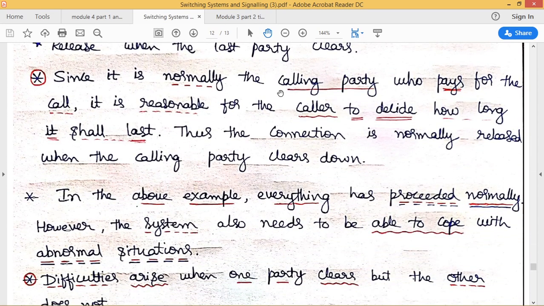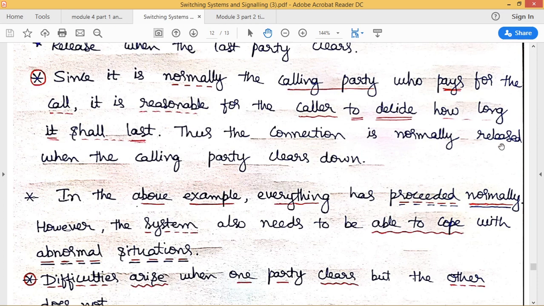Since it is normally the calling party who pays for the call, it is reasonable for the caller to decide how long the call should last. So generally the person who is making the call, who is originating the call request, will be billed and he must be able to decide for how long the call should last.